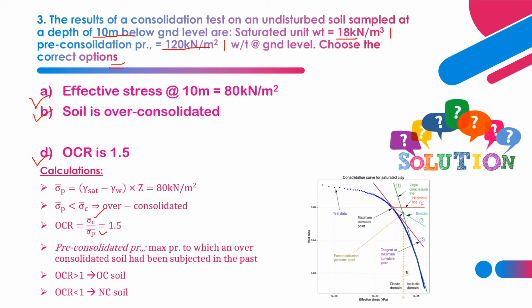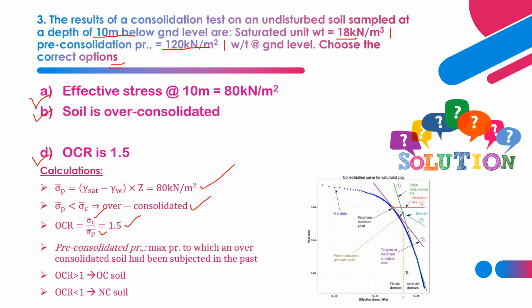So now we have calculated the effective stress, that is present existing stress at a depth of 10 meter, as 80, and so option A is correct. And it is over consolidated by comparing present and past values, and by using the OCR formula, we got the OCR value as 1.5. So this is how we have to calculate every parameter in this question.